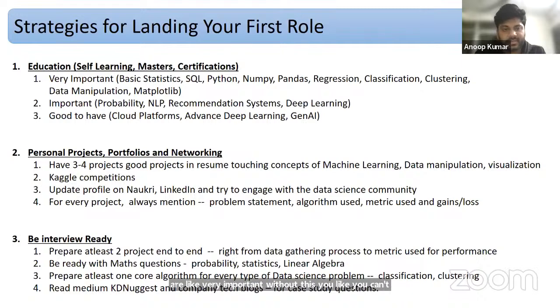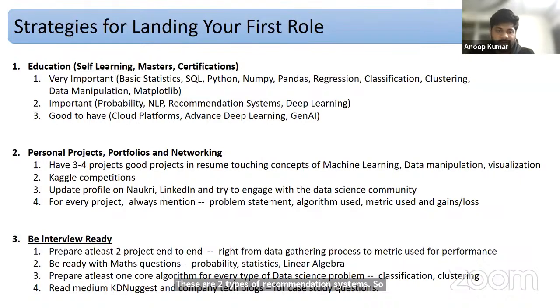Then come the important things, which, if you study them, help you stand apart. In that comes probability theory, then NLP and recommendation systems: how a recommendation system works and the different techniques by which we can recommend, like content-based recommendation and collaborative-filtering-based recommendation. These are two types of recommendation systems. So basically, it's to know how these things work.